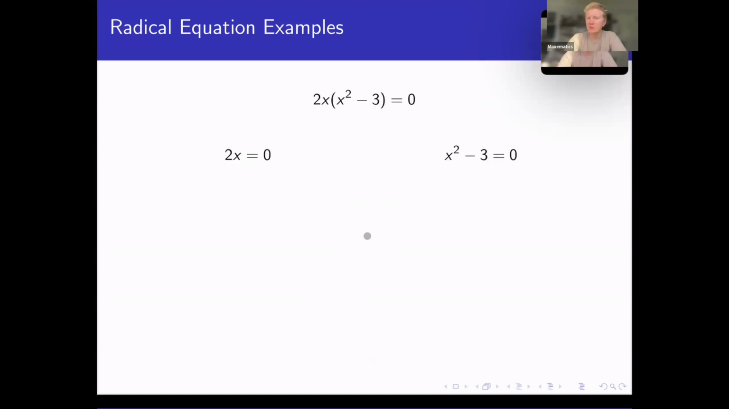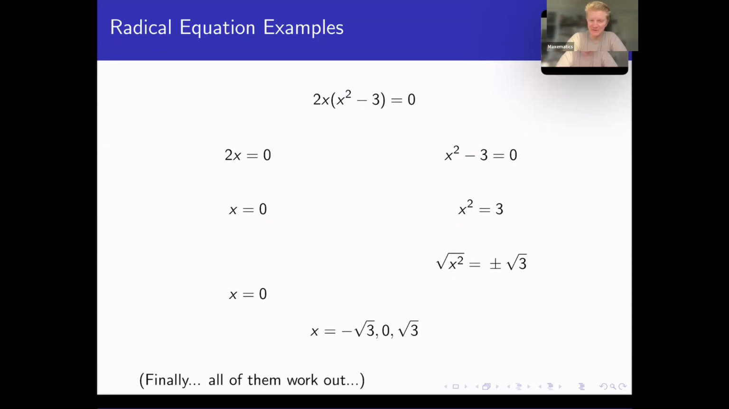Well, let's set each one equal to 0. Here, we're just going to divide by 2, no big deal. But here, let's add 3 to both sides. Let's take the square root of both sides. But don't forget, when we take square roots of both sides, we get plus and minus square root of that answer. So we get 3 answers. Go back and check them on your own, but there are not any issues here. Okay, finally, we get one where all of them work out.